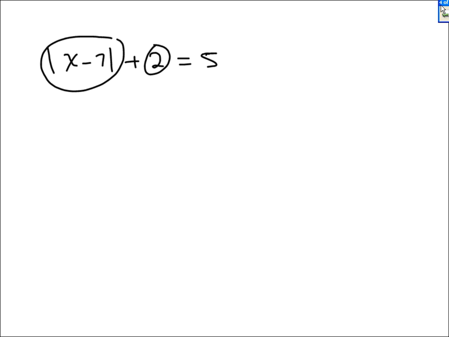You have the absolute value of x minus 7 plus 2 equals 5. It's this mess plus 2 equals 5. You should say, that's 3. 3 plus 2 is 5.